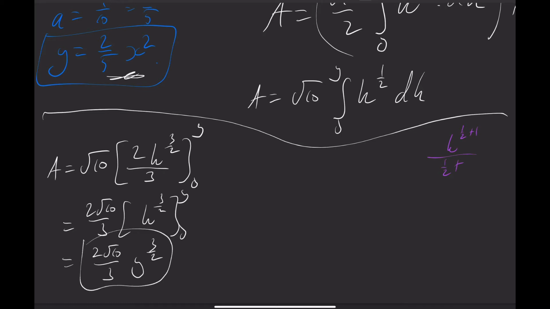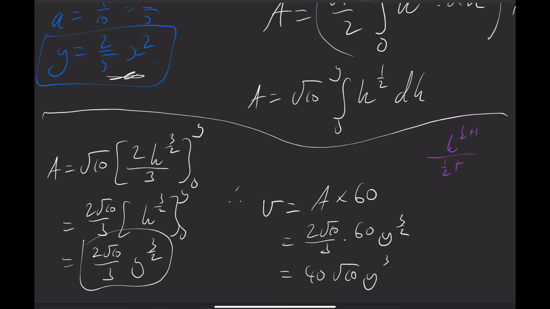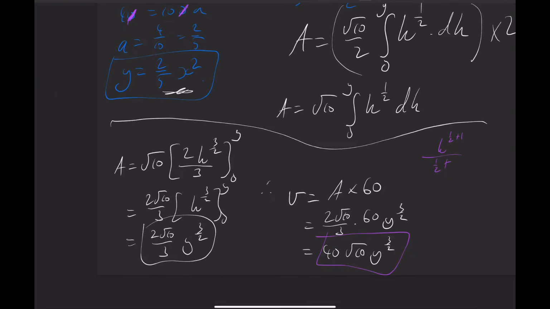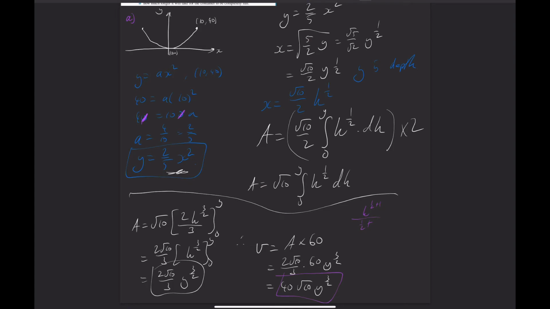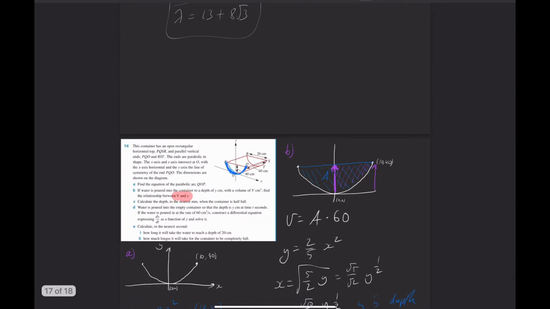So that's my area. Therefore, my volume, which is area times 60. So I get 2 root 10 on 3 times 60, y to the 3 on 2, and that simplifies to 40 root 10 y to the 3 on 2. And this is my equation for my volume. All right, what's next?